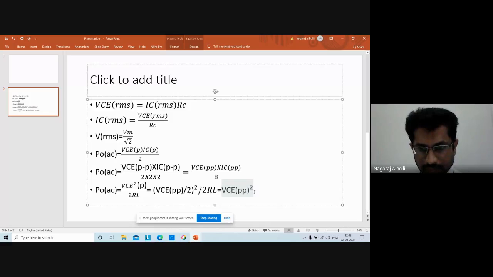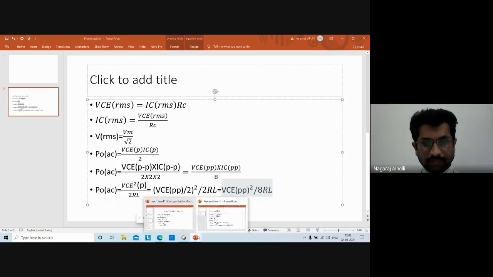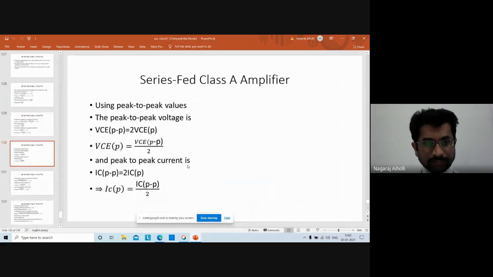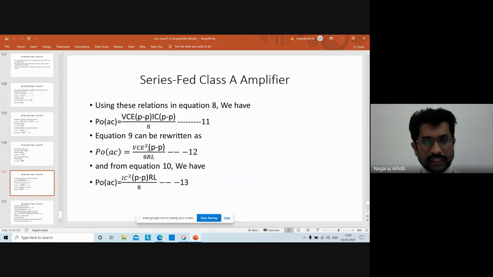Right, VC peak to peak square, this divided by 4, so 4 into 2 RL, that will be 8 RL. So this divided by 8 RL in the denominator. So it will be VC peak to peak square divided by 8 RL, that is AC output power. In terms of peak to peak voltage, it is VC peak to peak square divided by 8 RL. Okay, that is mentioned here. P naught AC is equal to VC square peak to peak divided by 8 RL.